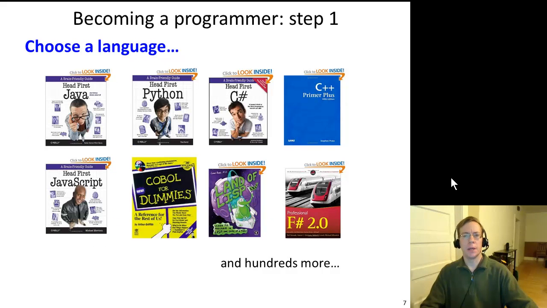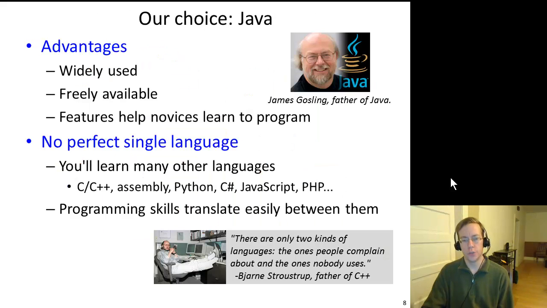So your first step to becoming a programmer is to choose a language. Here are just some textbook covers for various popular languages. Head First Java, so the Java programming language, Python, C#, C++, JavaScript, COBOL, Lisp, F#. There are hundreds and hundreds of different programming languages. And so which one should you learn to program in? What should be your first programming language? Well, I'll make this easy for you. We're going to use Java.